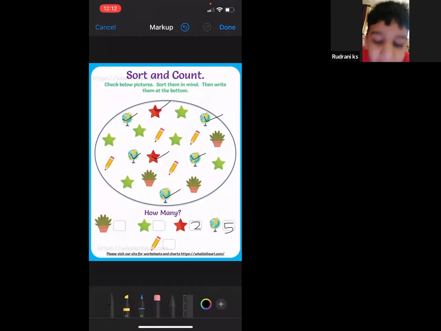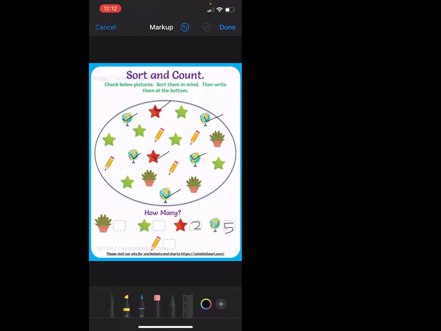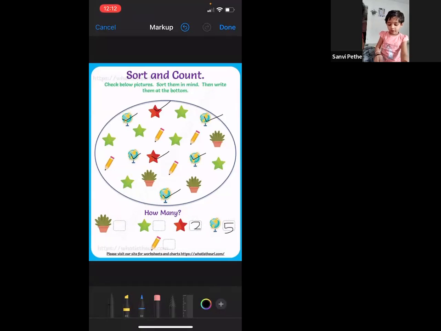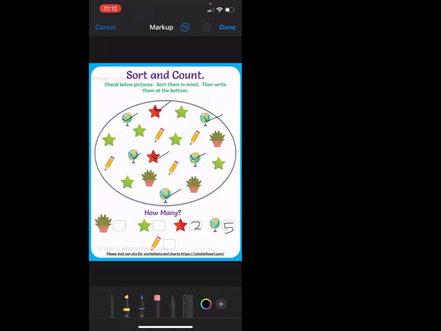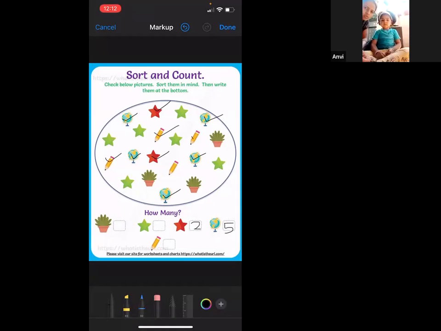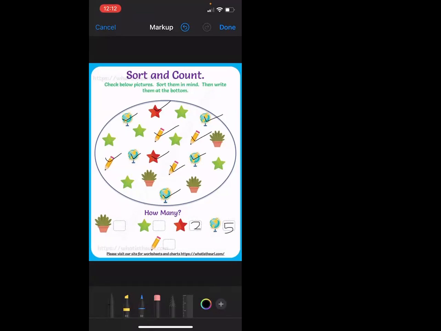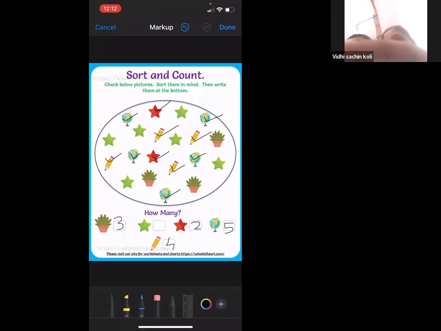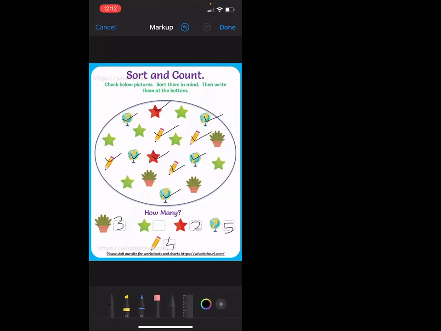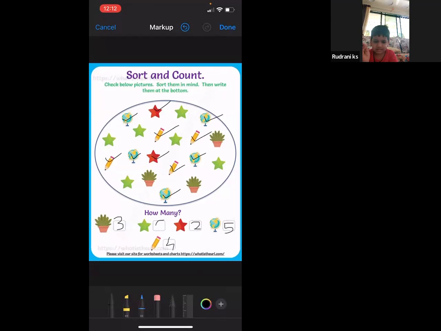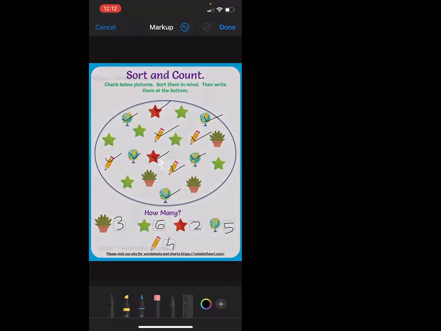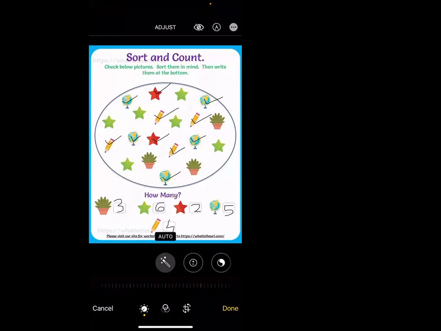Please keep your mics on mute. I'm going to tell you in detail. Don't worry. Now, the next one is the pencil. How many pencils? 1, 2, 3, 4. So, 4 pencils. 3 plants, 4 pencils, and 6 green stars. So this is your answer. Like this you will do.